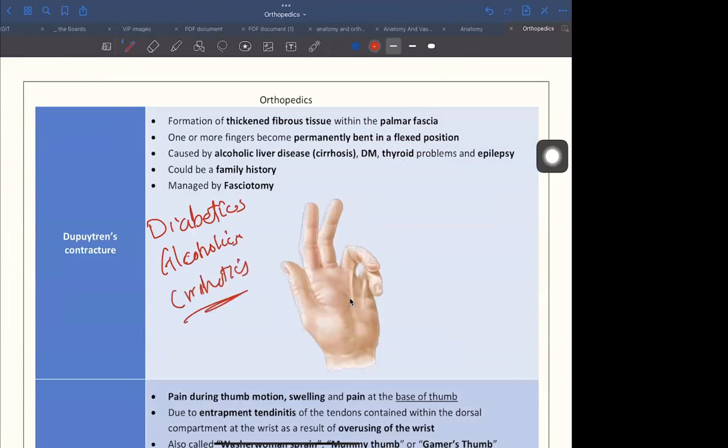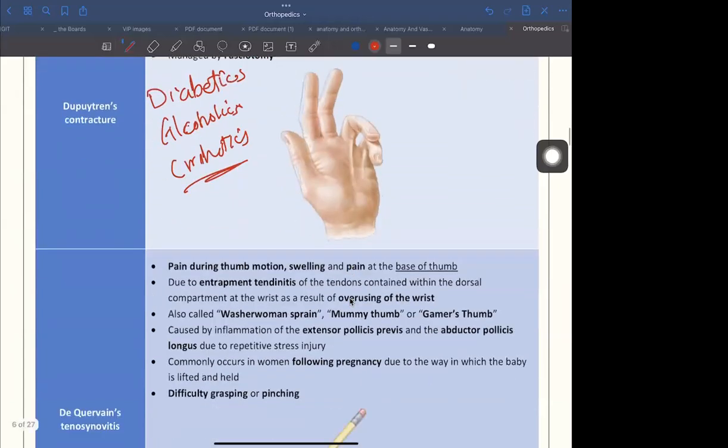There's thickening of the palmar fibrous fascia. It will lead to fixed flexion deformity that happens basically in the little 2 fingers. It happens in alcoholic, diabetic, cirrhotic, and thyroid disease, and also epilepsy. It could be with family history. What you can do is fasciotomy for the patient, and they should be all right following this.